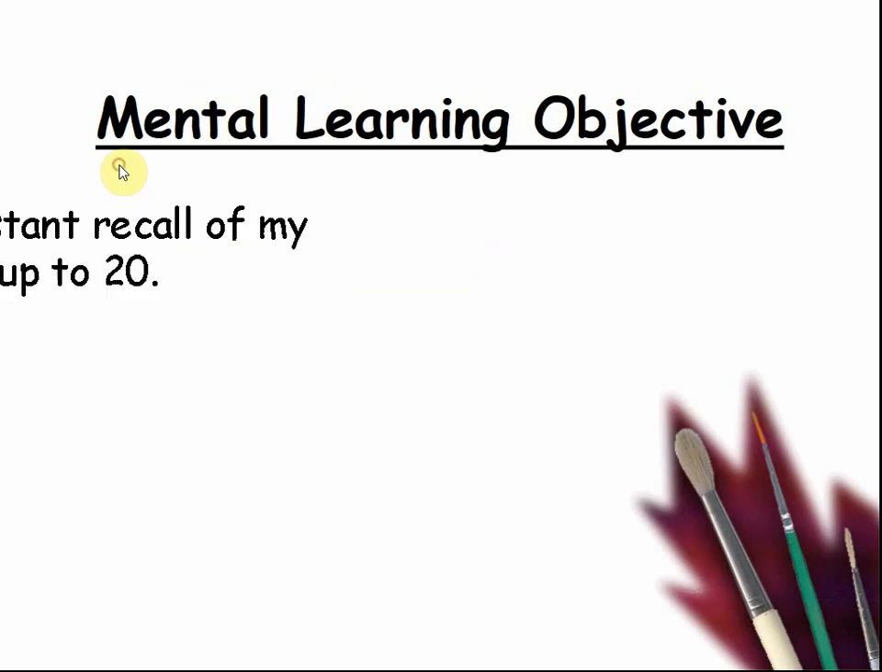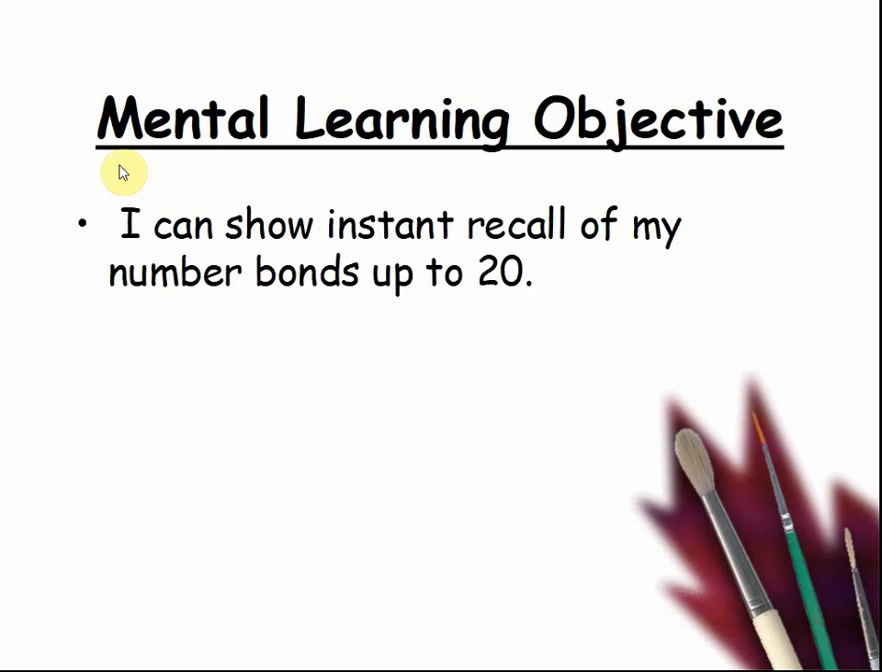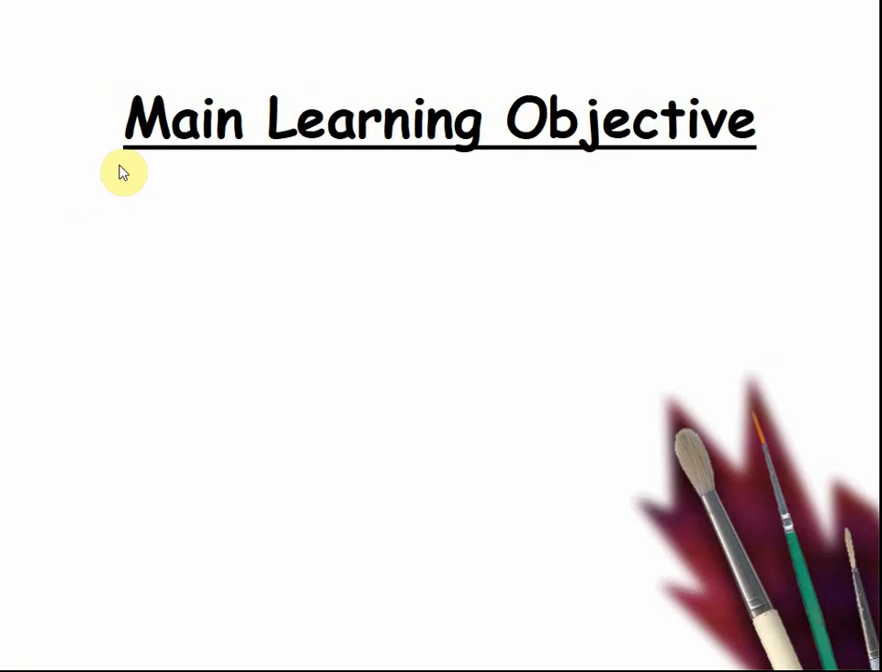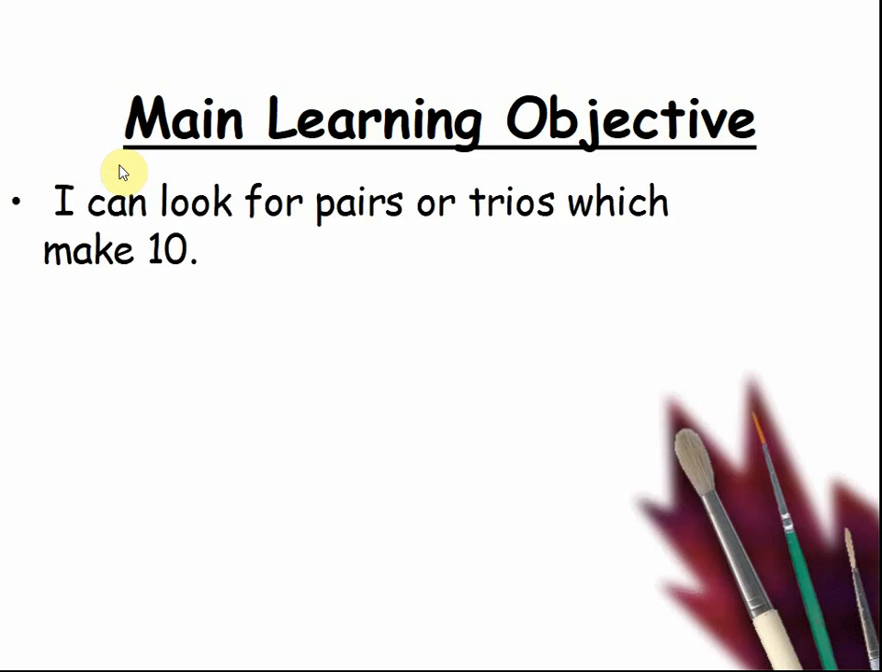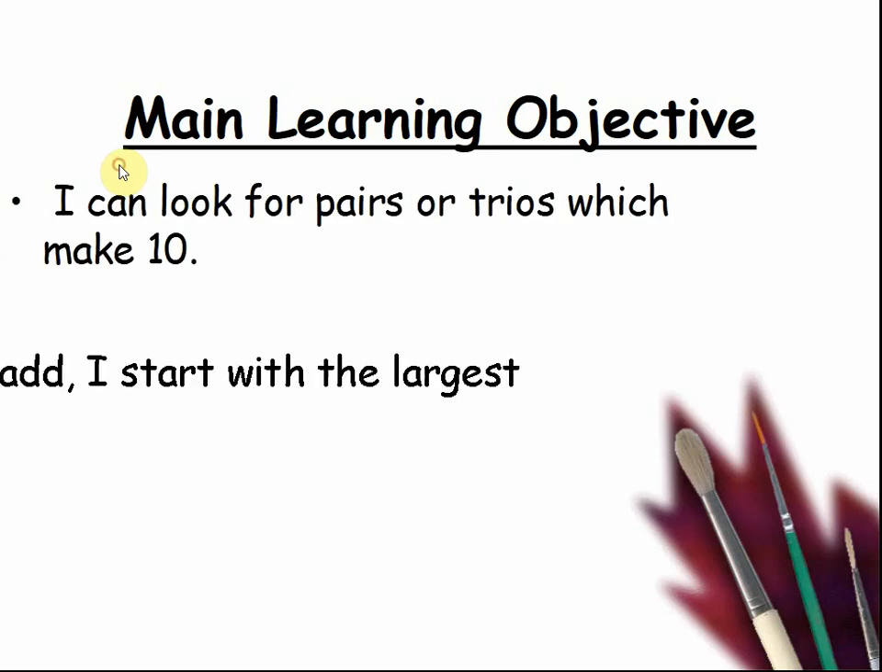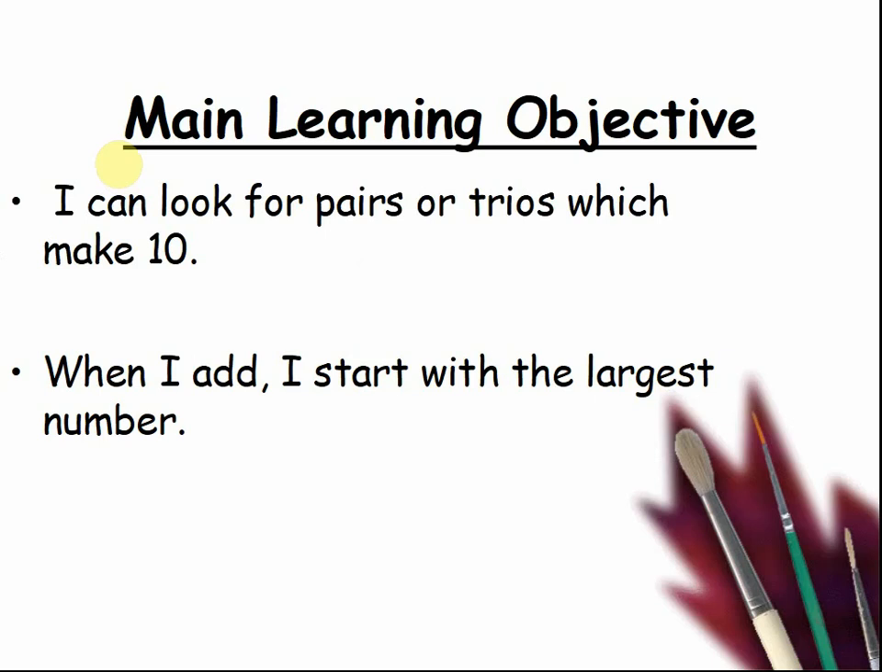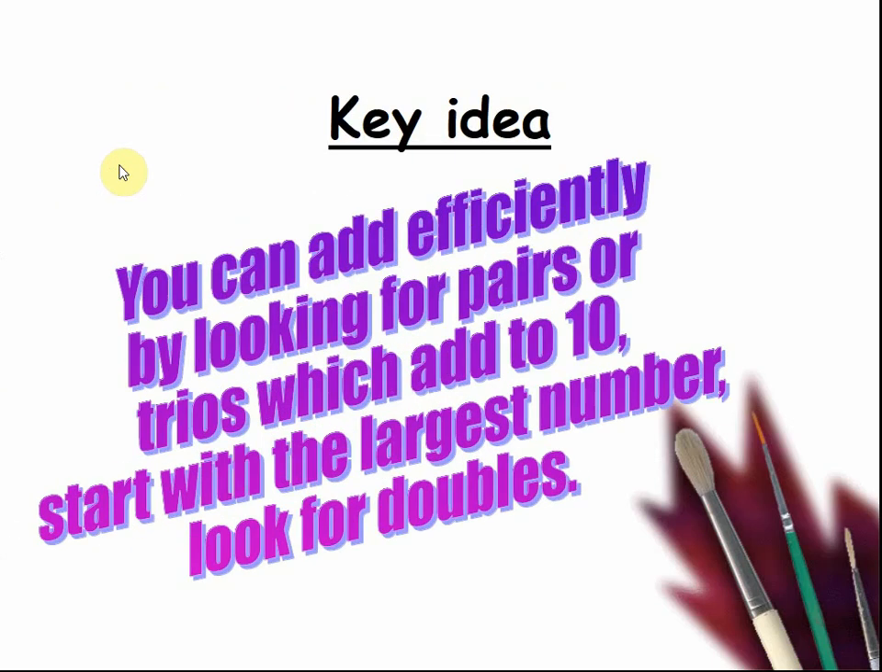Our mental learning objective: I can show instant recall of my number bonds up to 20. The main learning objective now. I can look for pairs or trios which make 10. When I add, I start with the largest number. I look for doubles. You can add efficiently by looking for pairs or trios which add up to 10. Start with the largest number and look for doubles. That is the key idea of today's lesson.